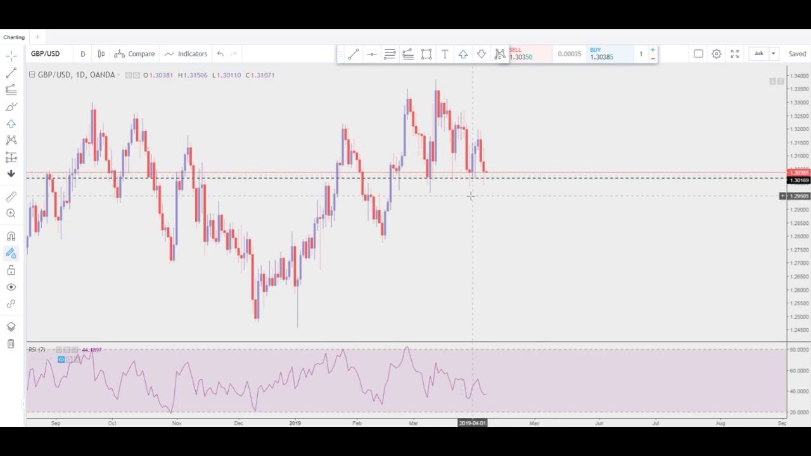If you look left, structure does leave clues. We've got support. Price did come down and bounce back off again at this level. We've got resistance at this level as well. So it's a good place to look for a buying opportunity right here.